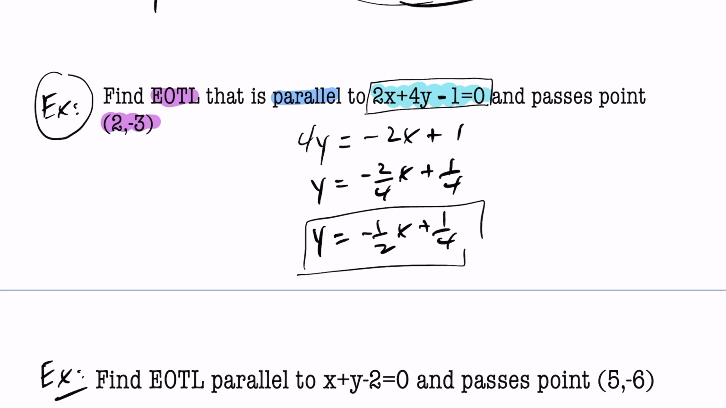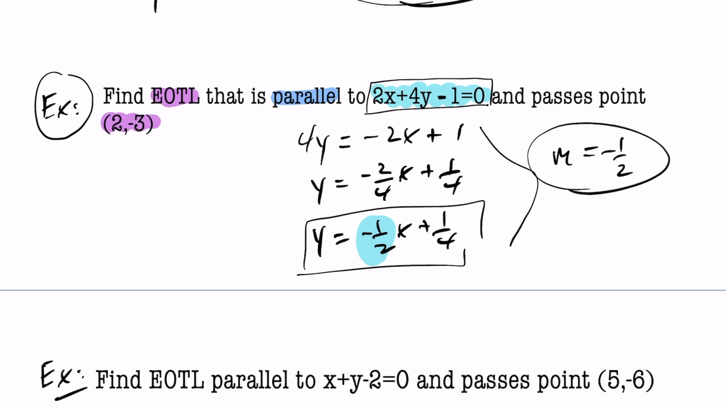So therefore, since the lines are parallel, the slopes are the same. So the slope of the line that I want is minus a half. So now my equation is y equals minus 1 half x plus my b value. Now I want to find my b value, but this is a point on the line, right? They're telling me that the equation that I'm trying to create passes through the point 2, negative 3. Therefore, if I substitute this point into this equation, this equality holds, and it's true.